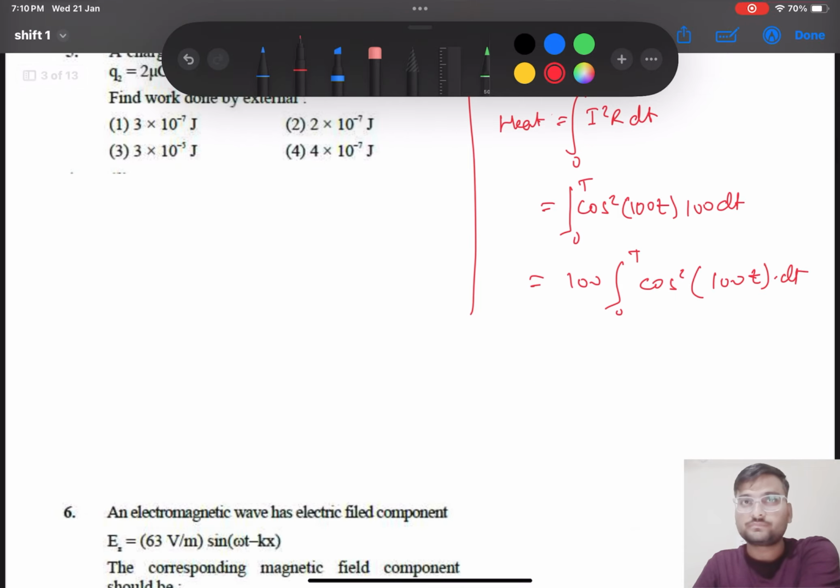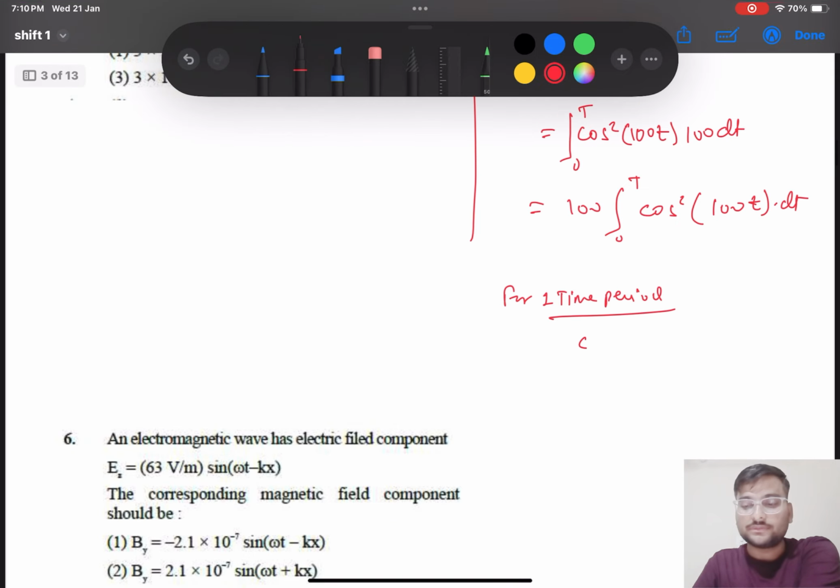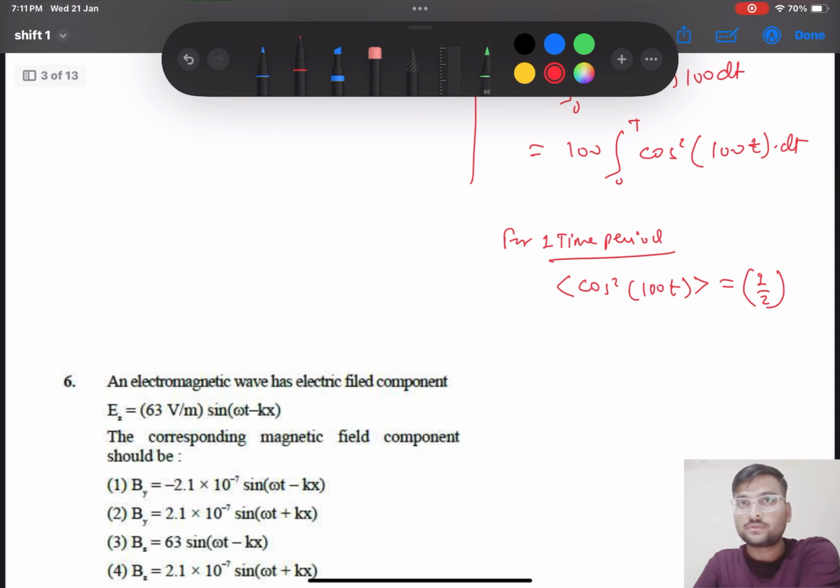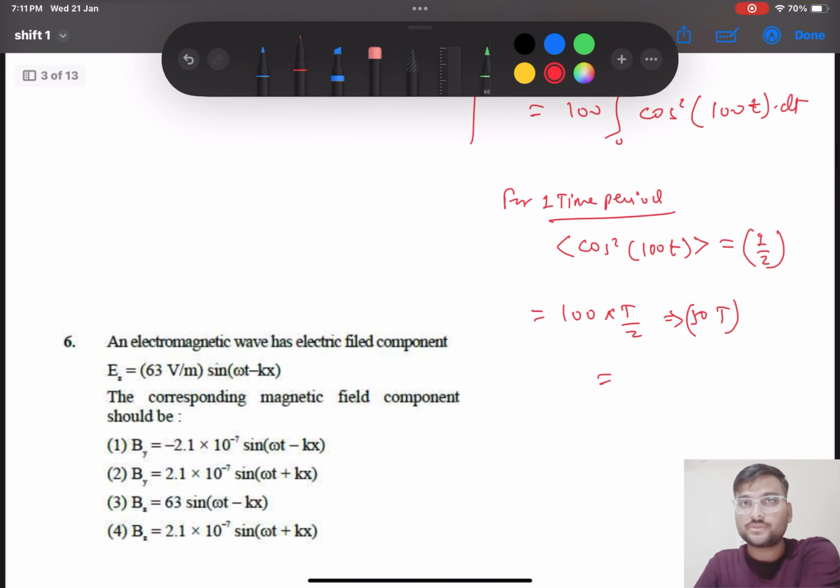And cos square 100t into dt. Now after integration, for one time period, the cos square 100t average value becomes how much? Approximately half. So the value becomes 100 into t by 2, that is equal to 50t.